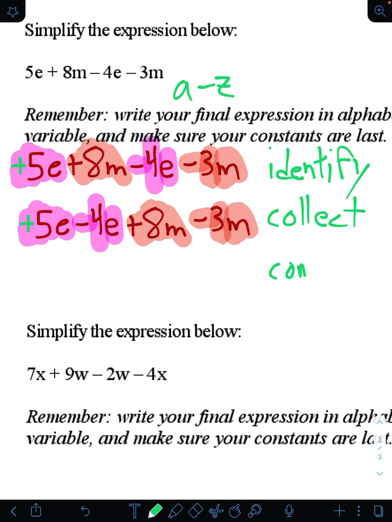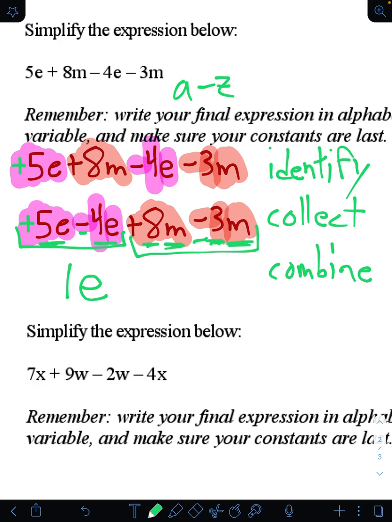Now we combine them. So here's what we have: 5E minus 4E. If you have 5 eggs and you subtract 4 eggs, how many eggs do you have? You just have 1 egg. And if you have 8 mastodons and you subtract 3 mastodons, how many mastodons do you have? You have 5 mastodons. Now we just have to change this a little bit because it's a positive 5 mastodons.